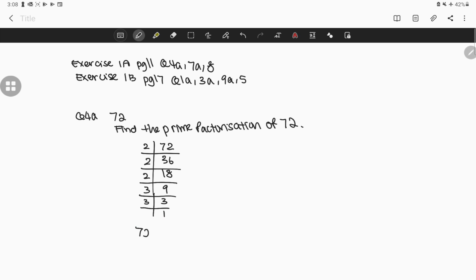So 72 would be equal to 2. We have 1, 2 here, we have another 2, we have 3. So 1, 2, 3. So 2 to the power of 3. And then this multiplied by 3 to the power of 2. So this is your answer. Now let's move on to question 7A.